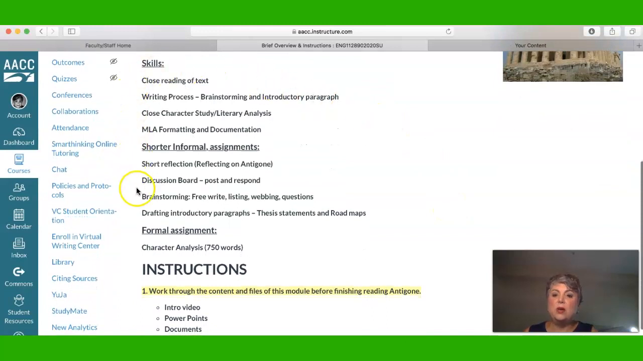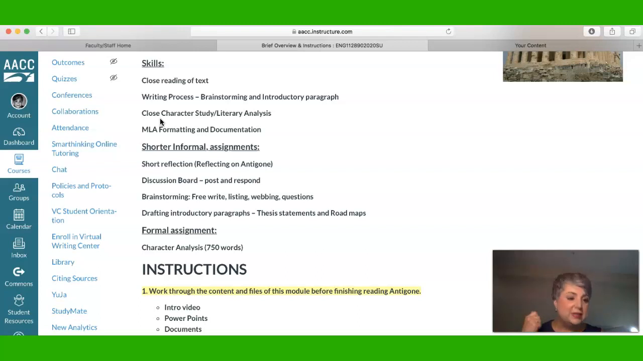The skills we're focusing on in this unit are practicing a close reading of the text, the writing process, specifically brainstorming and crafting a really solid introductory paragraph to your literary analysis. We're also focusing on a close character study and a literary analysis. What does it mean to really dig deep into a character and into a text and analyze it? Now, notice that I said analyze, not summarize, okay? So your character analysis needs to be just that, analytical. We're not looking to summarize or repeat what happens in the play, right?